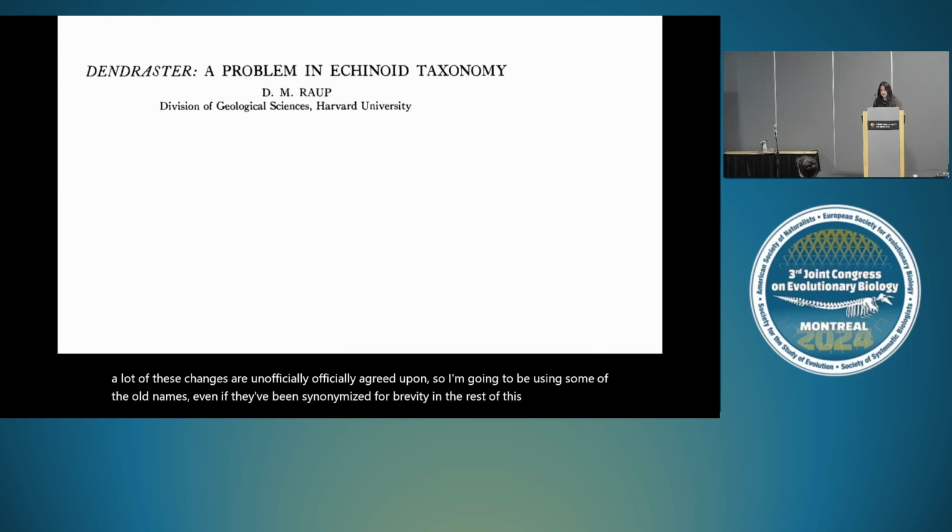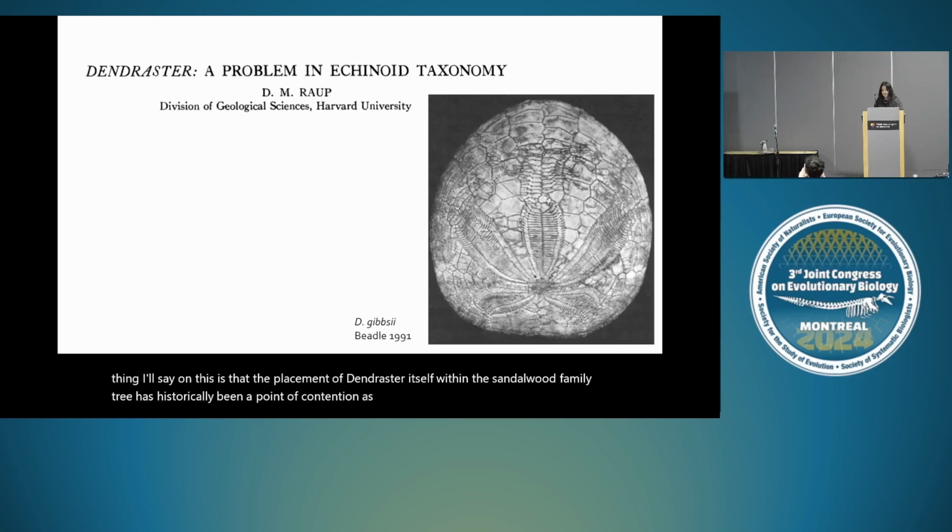The last thing I'll say on this is that the placement of Dendraster itself within the sand dollar family tree has historically been a point of contention as well. This is because their eccentric morphology shows up quite abruptly in the fossil record, and there are no transitional forms leading up to it. And it's highly likely that this abrupt change was real, since this morphology could arise relatively easily due to a pretty simple modification of the developmental process. But regardless, it has still made it difficult to place them historically.